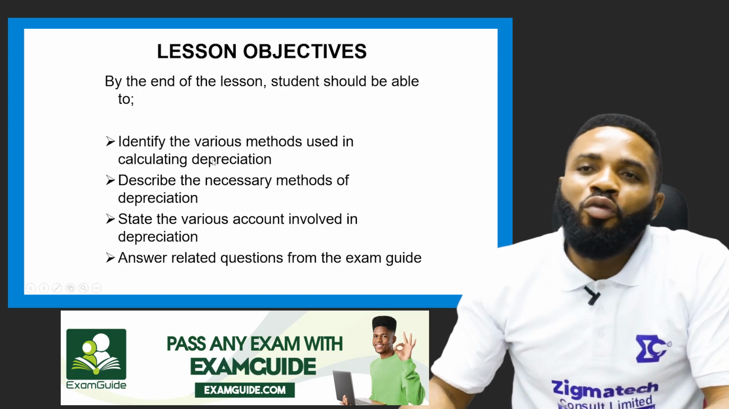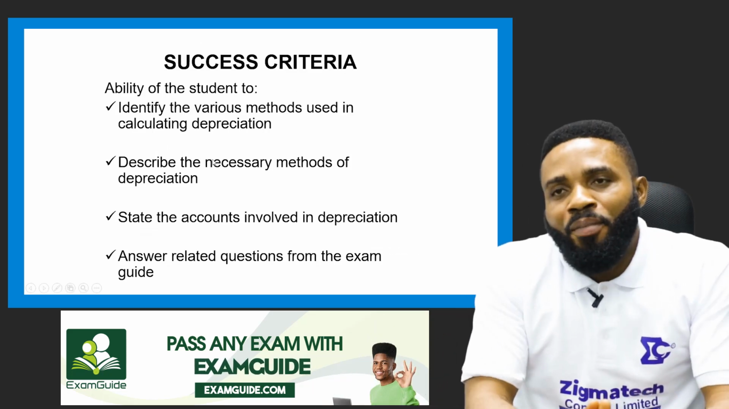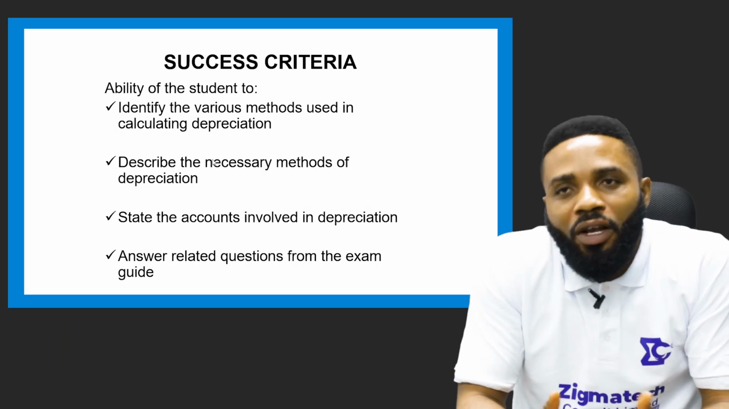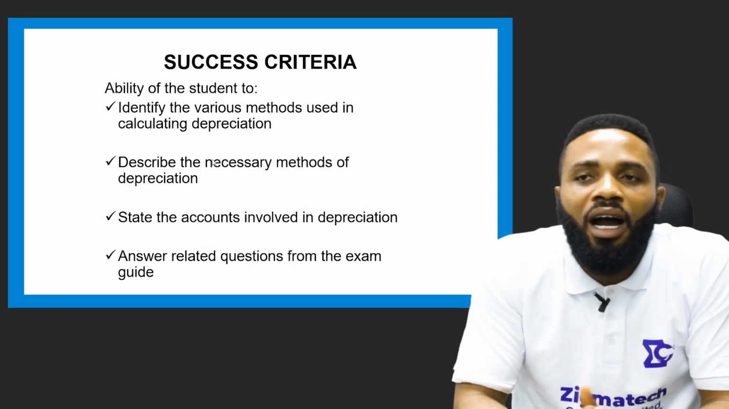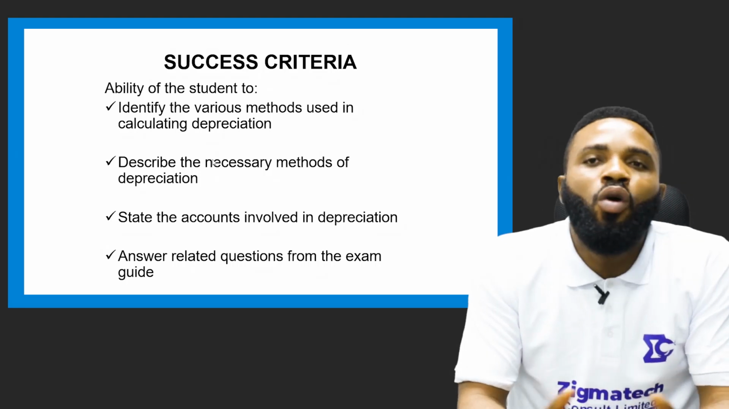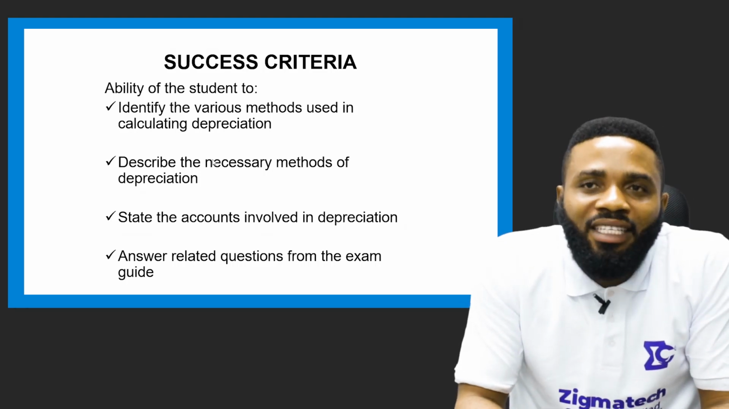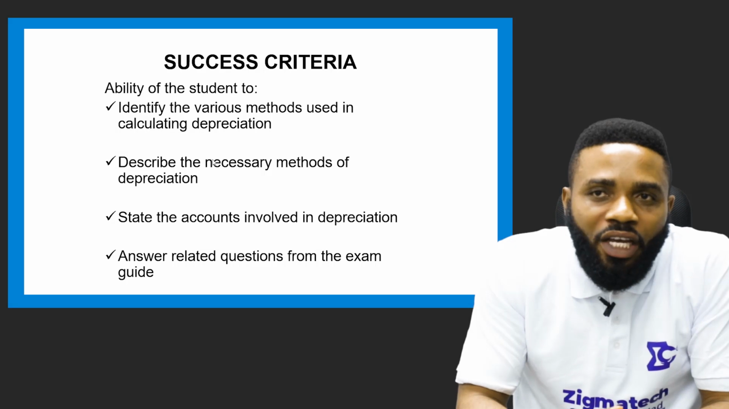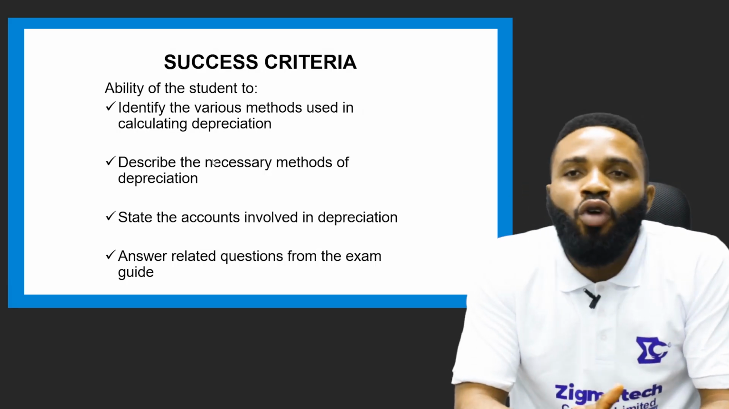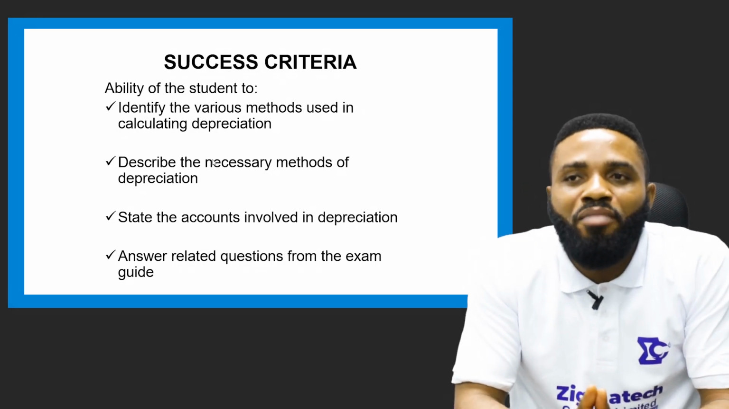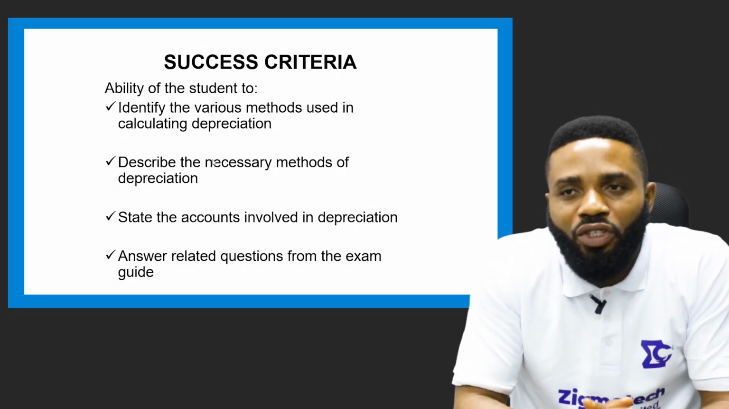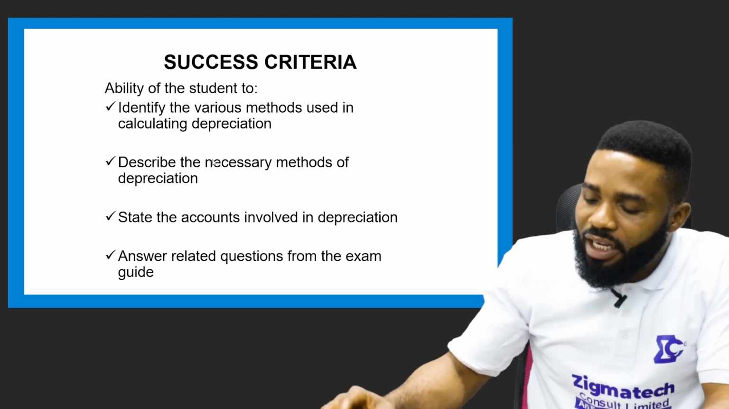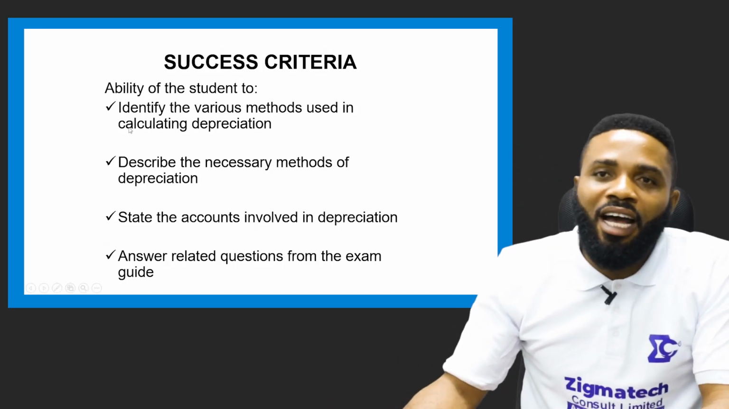And then there's what we call success criteria. How do we measure our success? At what point can we say that we have achieved our objective? Number one, when we've been able to identify the various methods used in calculating depreciation, when we've been able to describe the necessary methods of depreciation, state the accounts involved in depreciation, and answer related questions from the exam guide.